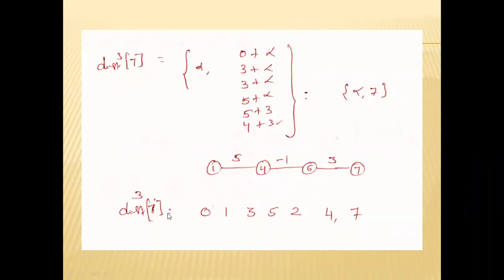So here, distance power 3, distance cube power I, means 1 to 1, 1 to 2, 1 to 3, 1 to 4, 1 to 5, 1 to 6, 1 to 7. The shortest path by using three edges. So 1, 3 comma 5. In the same way you calculate distance power 4, distance power 5, distance power 6. First you calculate distance power.